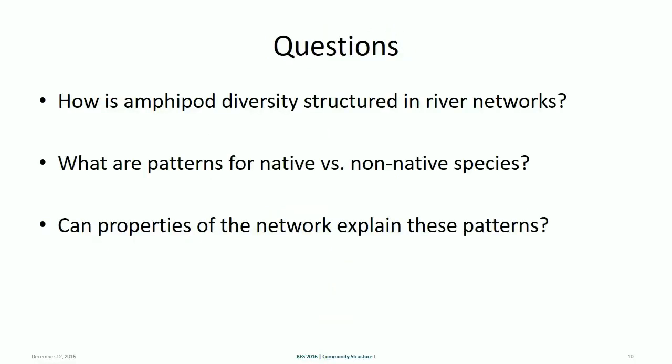So the questions we wanted to answer is, how is amphipod diversity structured in these river networks, or influenced by the network structure, by the connectivity? What patterns can we see, and are there differences between native and non-native species? And can properties of the network explain some of these differences that we might see?